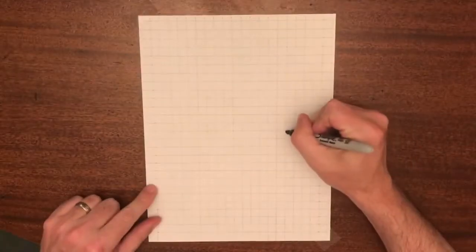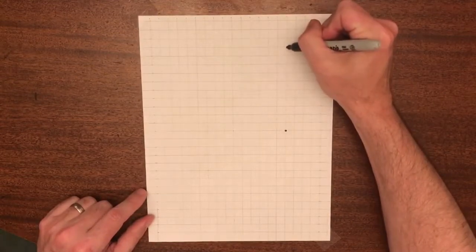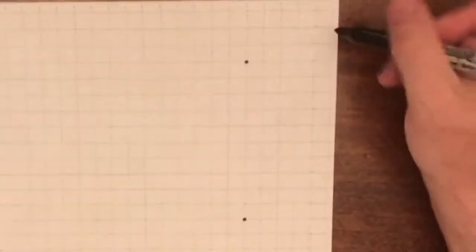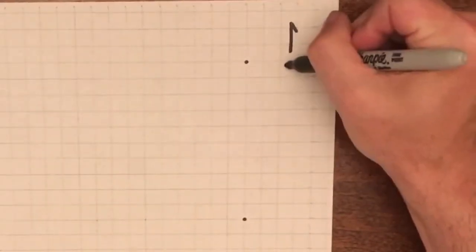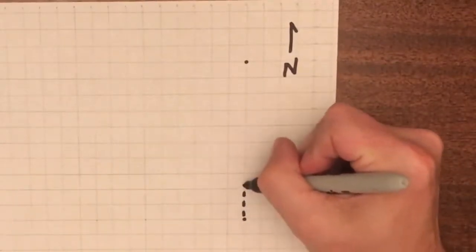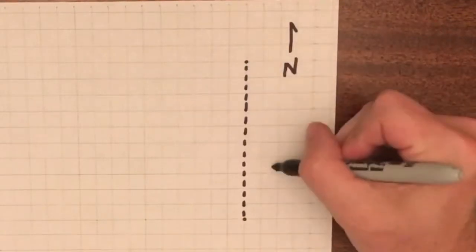You're standing right here. You want to know the distance between a point right here. We'll say, just for the sake of an argument, that that is due north. So what you need to know is you need to know this distance right here. We're going to call this distance A.